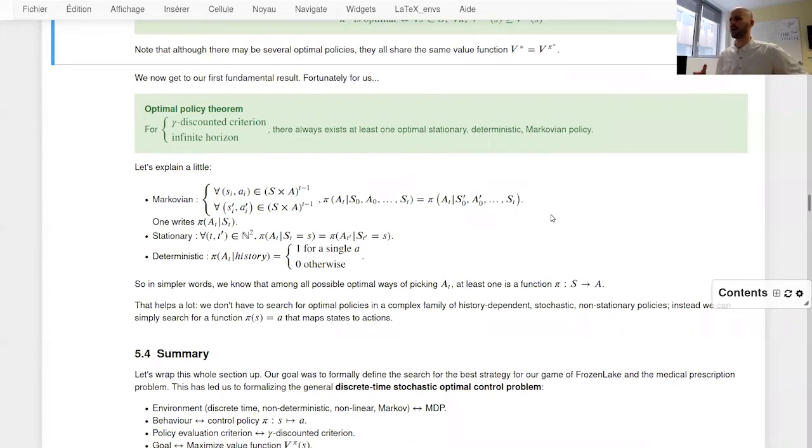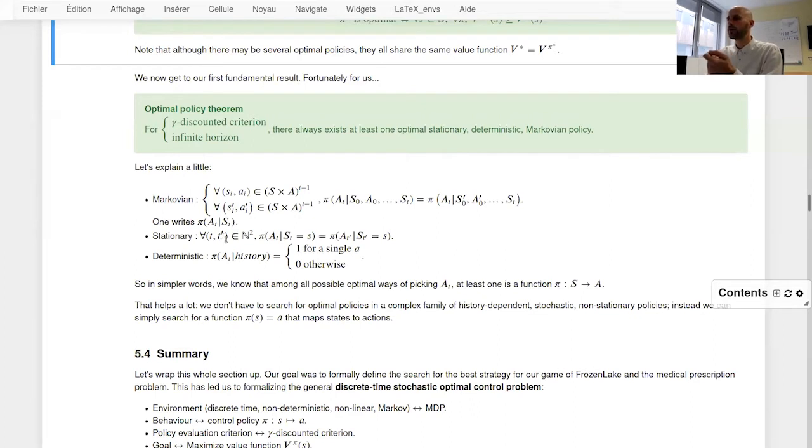So this sounds really weird. Let's break down all these notions together. What do we mean by Markovian? We mean that this policy, which is a distribution over actions at time step t, should not be conditioned by the whole history of states and actions. If you consider two different histories of states and actions that only have the last state in common, the distribution over A_t is the same, whatever the history is. So it is Markovian in the sense that it only depends on the last state S_t. And so we will write pi of A_t given S_t.